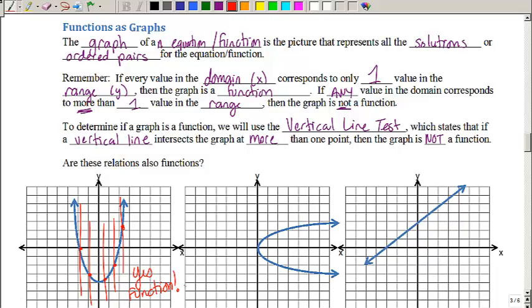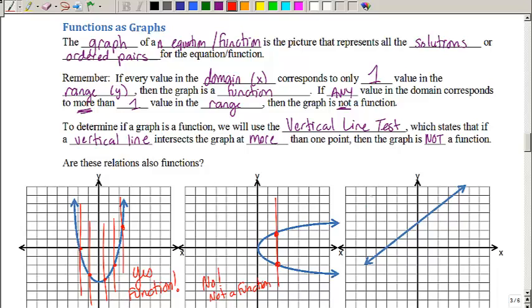Let's look at our second graph. When I take my vertical line, and you may want to just use your pencil and drag your pencil from left to right across your graph, I immediately see a problem. The red line intersects my blue relation at two different places. Is this graph also a function? The answer is no. It's not a function. It does not pass the vertical line test.